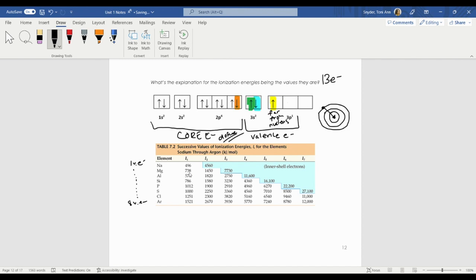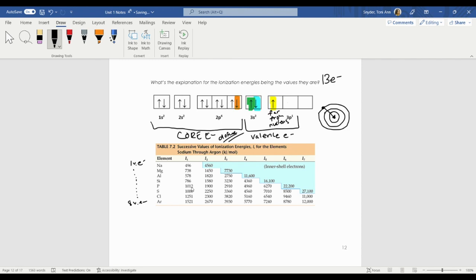Let's look at magnesium, 2 valence electrons. The first electron is a little bit more difficult to remove than sodium's, a little bit higher. But the second one is much easier to remove than the second one for sodium, because magnesium's second electron is still a valence electron. We get that huge jump in energy once we get to the core electrons. Aluminum, look, 578, 1820. This is one we talked about before. Actually, we have that massive jump.